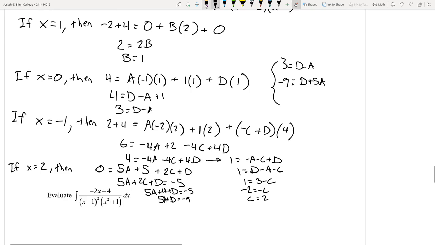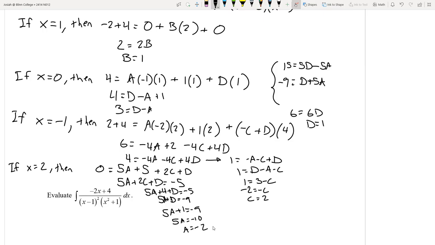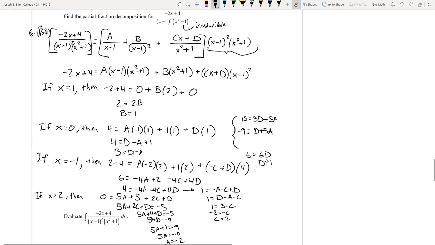If we multiply everything in the first equation by 5, we get 15 equals 5d minus 5a. Add these guys together. We get 6 equals 6d, so d equals 1. And so we're almost there. If we have d equals 1, we can go ahead and plug that in here. So you have 5a equals negative 10, so a is going to be negative 2. So now we finally have a, b, c, and d, and we'll go ahead and combine those all together in our partial fraction decomposition here.